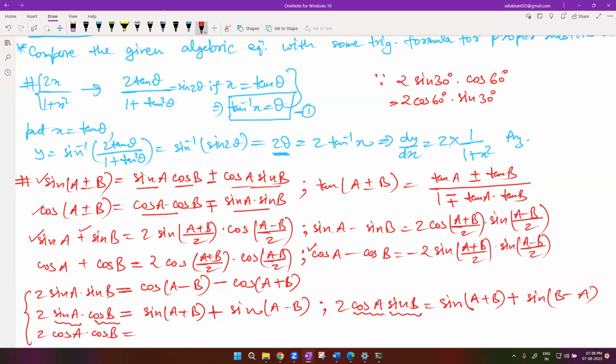Then this is 2 cos A cos B. Did you understand this last one? If you have a confusion, please ask me. Feel free to reach out whenever you think there is a necessity or there is a problem. Yeah, so this is pretty easy. This is direct: cos of A plus B plus cos of A minus B.